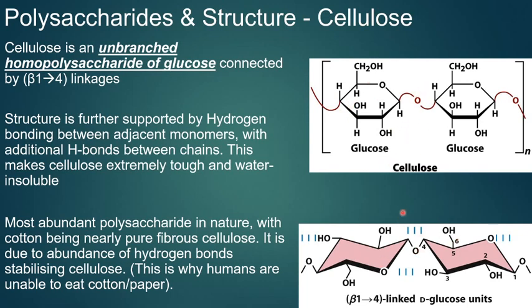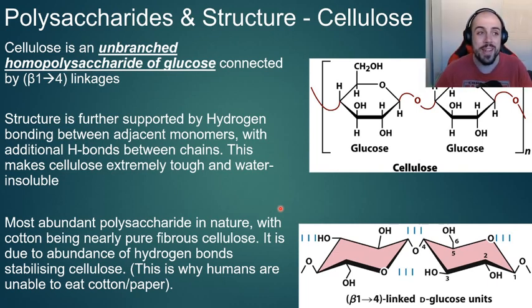Now, these are very strong. These are very tough because of all the hydrogen bonds that can be established between them. What is also interesting, well, some of you might find this interesting, is that we can't eat paper and we can't eat wood. I don't recommend you try. Please don't try to prove me wrong, okay? And the reason for that is we don't have cellulase. We do not have an enzyme that is able to cleave these beta 1-4 linkages.